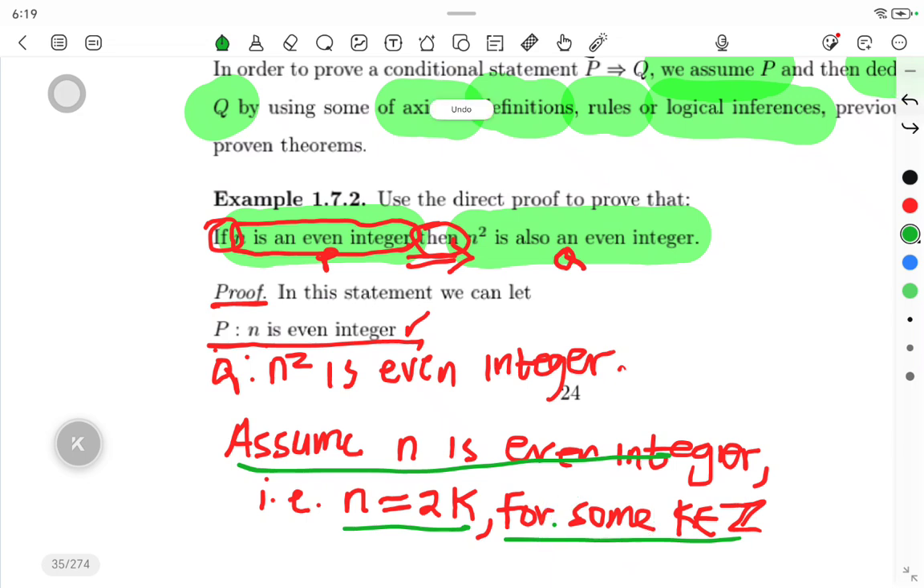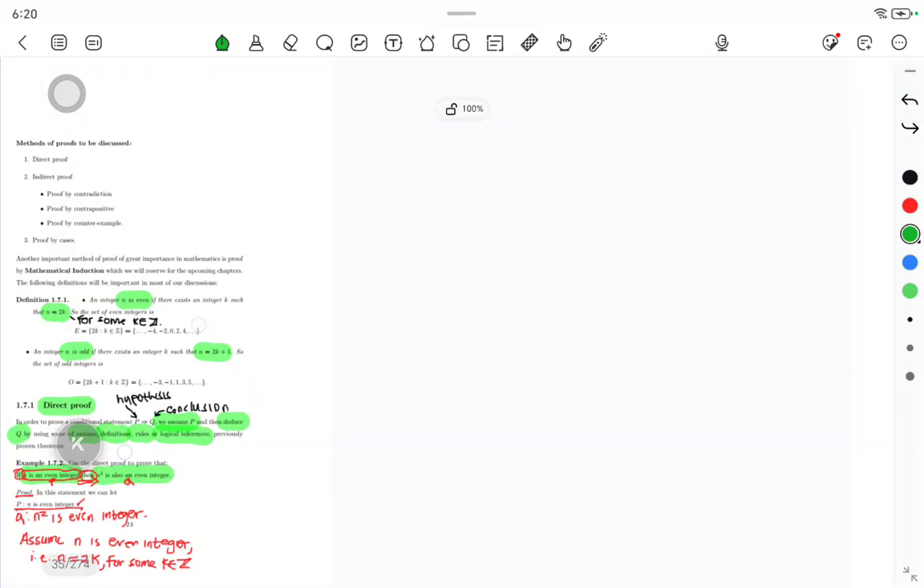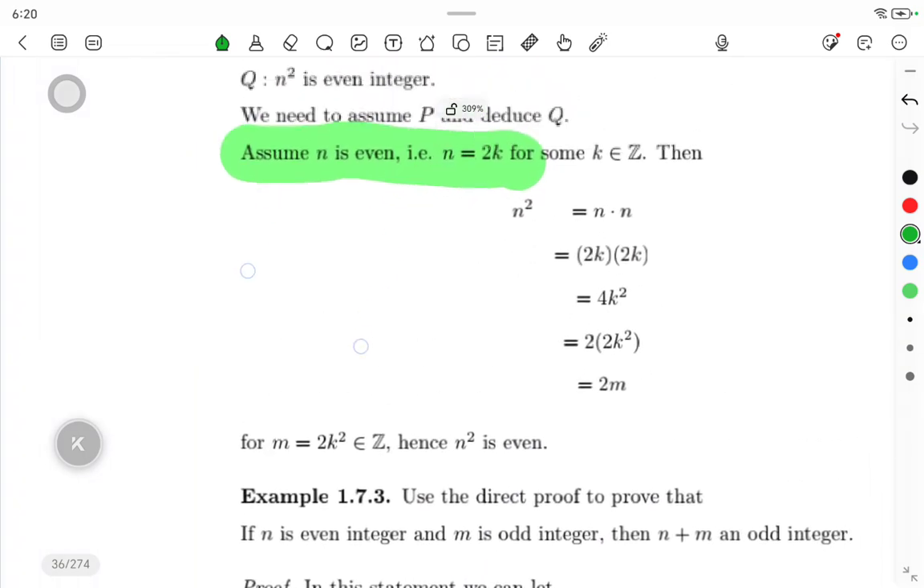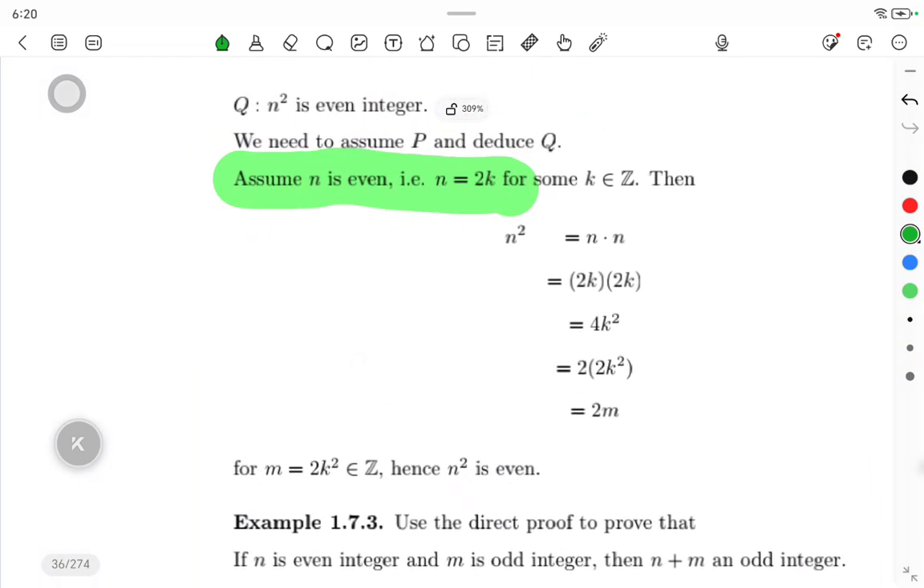If you just write "for k element of an integer," you are wrong, because this might not be true for all numbers k, but for some it can be. That's our assumption. We are saying for some it will be possible. So now we understand why we said we assume n is even. It's an even integer, and what we mean is that n is equal to 2k for some k element of an integer.